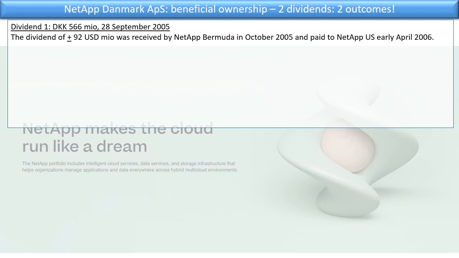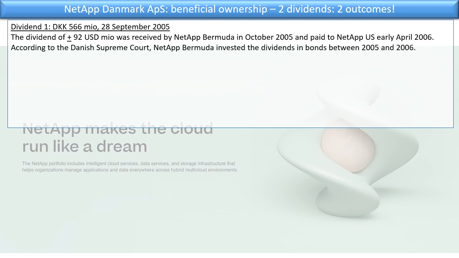So the dividend was received by Bermuda in October 2005 and was paid to the US April 2006, within the deadline for the US Job Creation Act, 5 to 6% tax on these dividends. But the court says, according to the Danish Supreme Court, NetApp Bermuda invested the dividends in bonds between 2005 and 2006. So it had the money for 5 months. It invested it in bonds because obviously it was a lot of money and you wanted it to work. And the court then says that NetApp US was not the beneficial owner of the dividend, because NetApp Bermuda, among others, invested the money in bonds before it paid it on to NetApp US 5 months later.